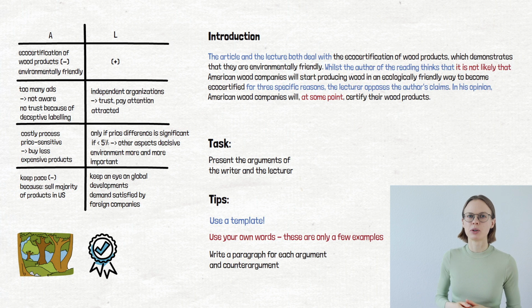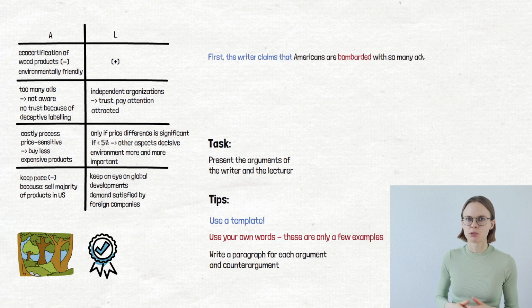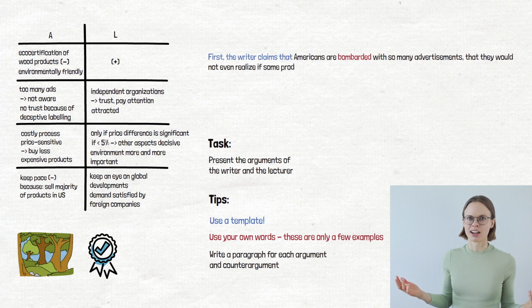Now let's start with the first body paragraph. What you should first do is have a look at the second row of your table, because this is where you can find the keywords for the first argument of the writer and the first counter-argument of the lecturer, and then write your paragraph. So I'm going to write: first, the writer claims that Americans are bombarded with so many advertisements that they would not even realize if some products were eco-certified.